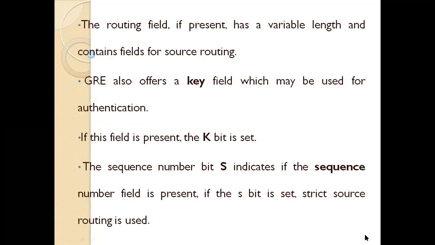If the routing field is present, it has a variable length and contains fields for source routing, and GRE also offers a key field which may be used for authentication. If the field is present, the K bit is set. Otherwise the sequence number bit S indicates if the sequence number field is present. If the S bit is set, strict source routing is used.